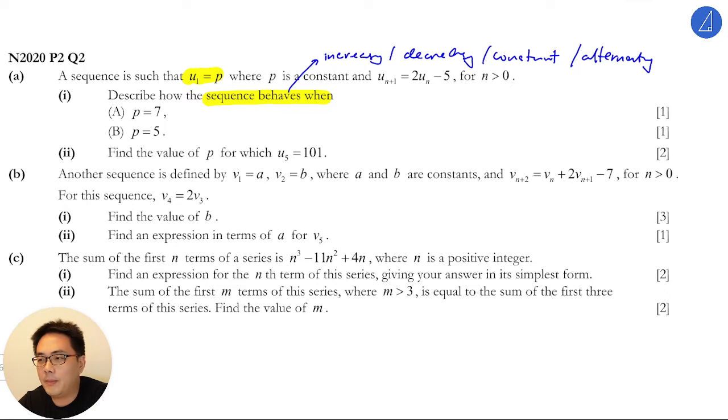You remember the small paper that we have, right? The alternating sequence is the same thing. So describe the behavior. P is the first term.